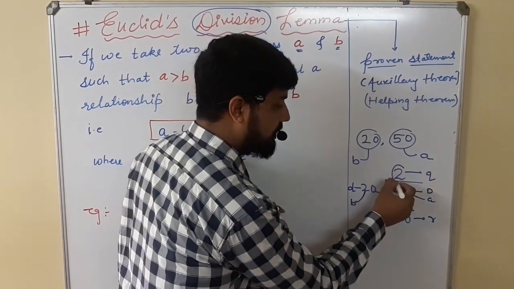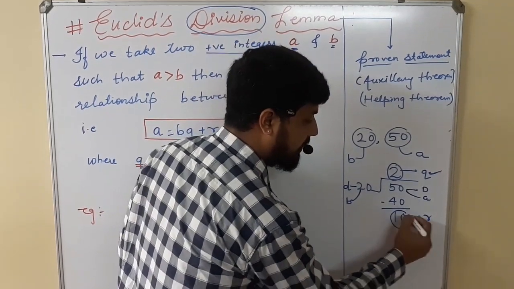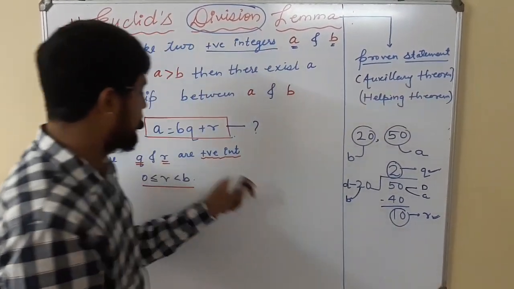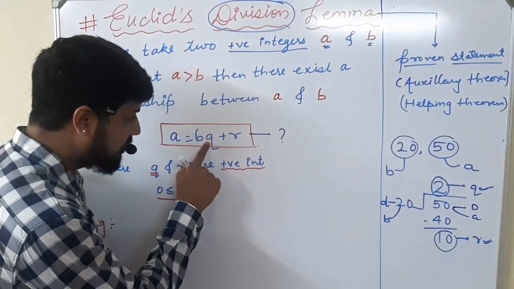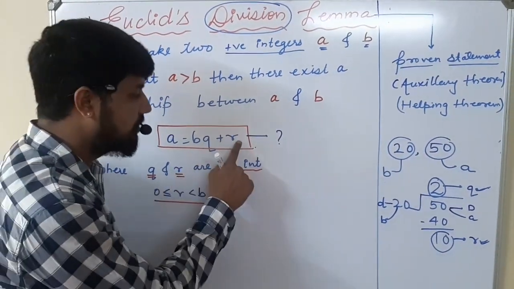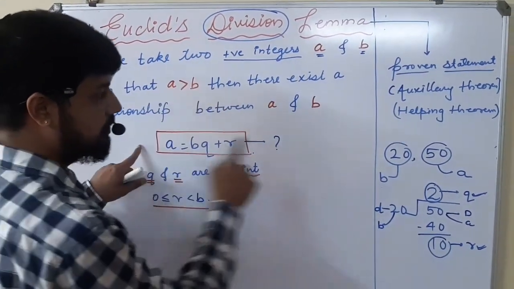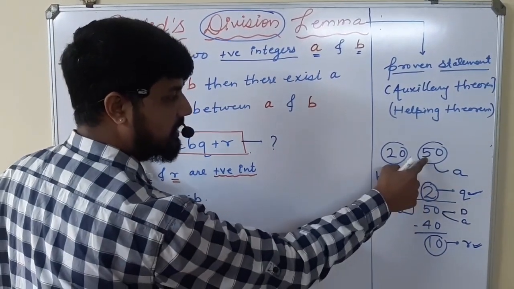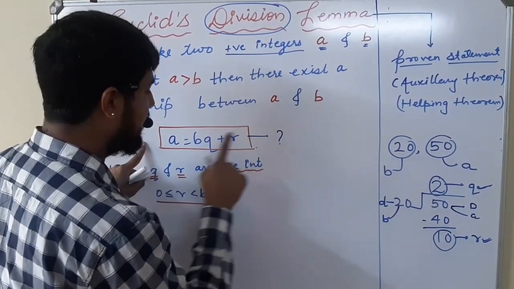Now this quotient has become our q and this remainder has become our r. So we can see that two values are there, q and r. This q is our quotient and this r is our remainder. So we know the value of a. From these two integers, the value of a is 50. We know the value of b, 20. Value of b is 20.